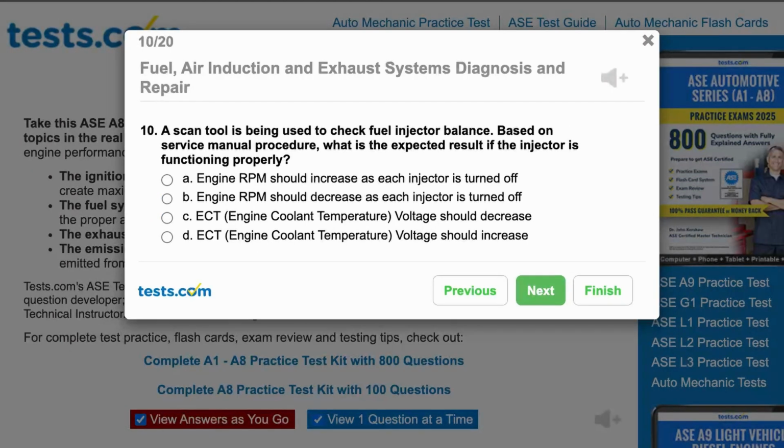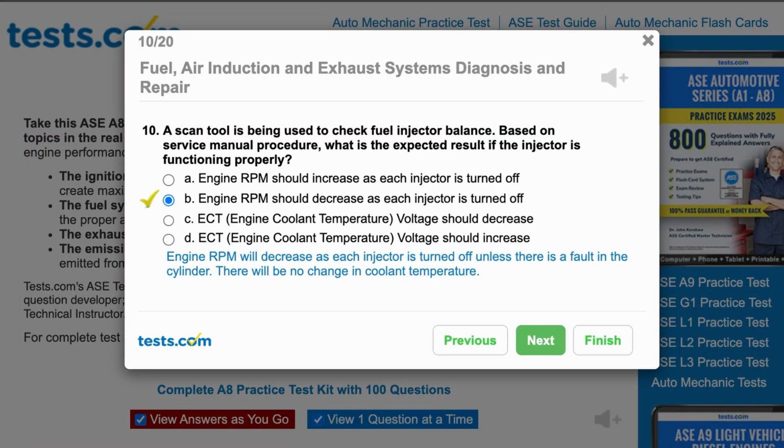Question 10. A scan tool is being used to check fuel injector balance. Based on service manual procedure, what is the expected result if the injector is functioning properly? A. Engine RPM should increase as each injector is turned off. B. Engine RPM should decrease as each injector is turned off. C. ECT, or engine coolant temperature, voltage should decrease. D. ECT voltage should increase.